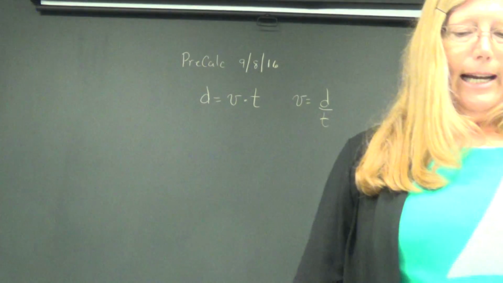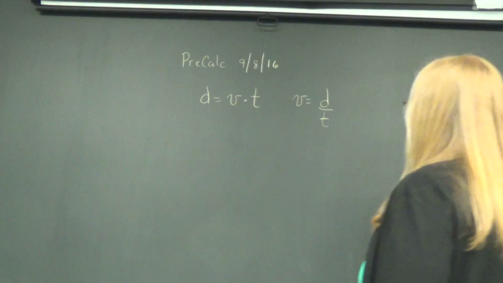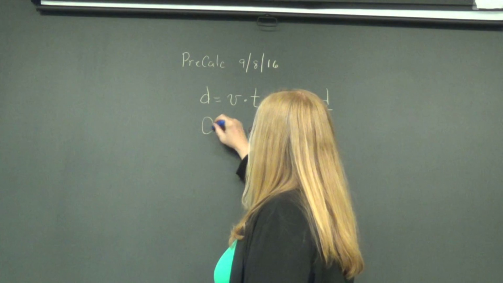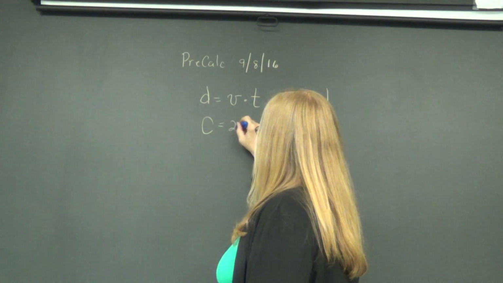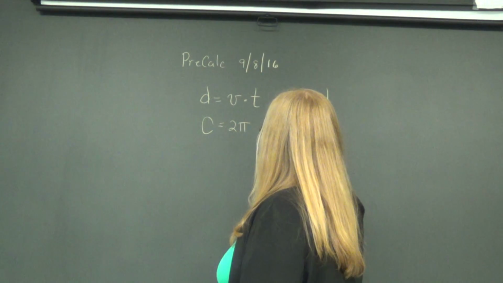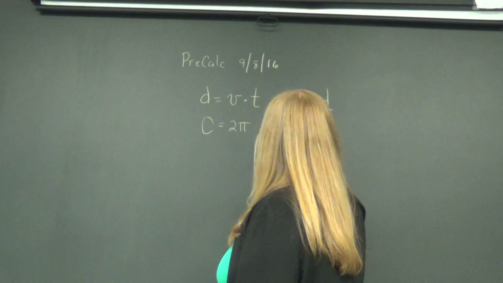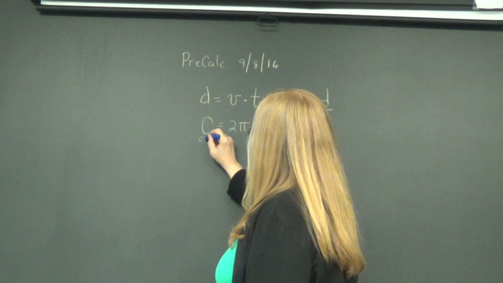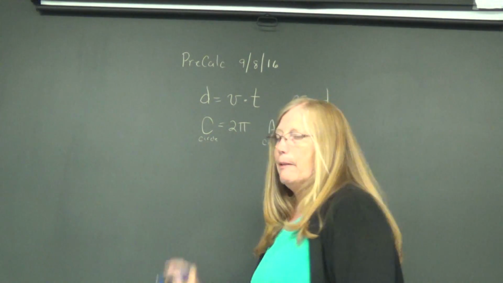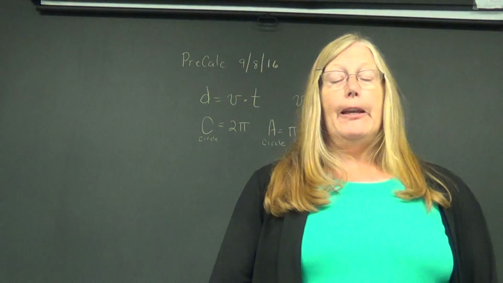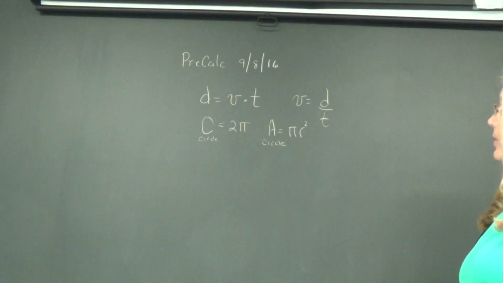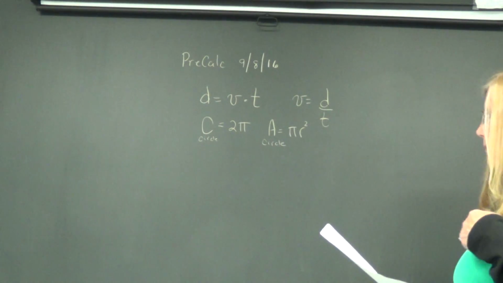I'm going to use that, and these facts: the circumference of a circle, the distance around the circle, is 2 pi r, and the area of a circle is pi r squared. So we're talking about a circle here. If that's not something you know by heart, you need to flip back to that formula page and put that in, but you should be familiar with those formulas.